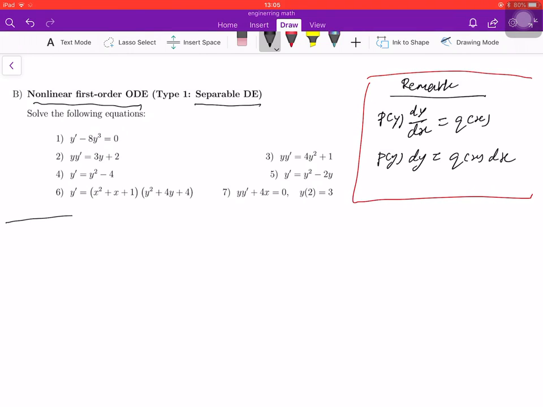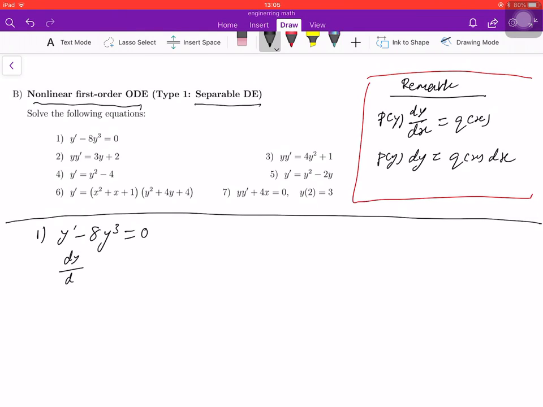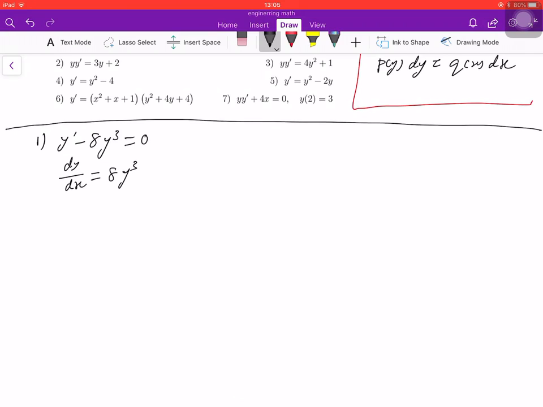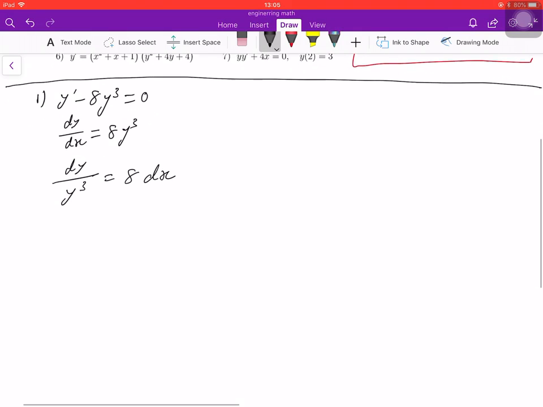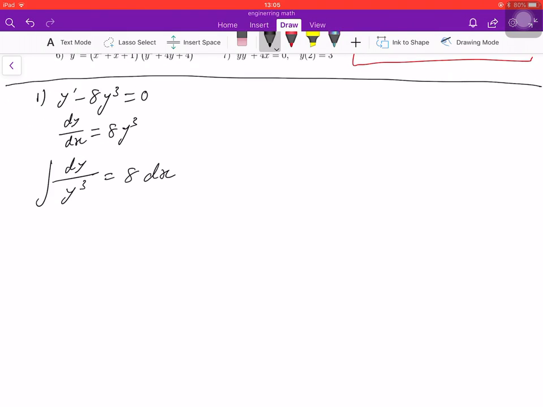Now we see the solutions. Question 1, we have y prime minus a y cube equal to 0. So we can rewrite y prime as dy/dx, which is equal to a y cube. Now we can move the unknown functions of y to the left hand side, then we have dy divided by y cube, and then we put dx on the right hand side. Then we do the integrations on both sides.